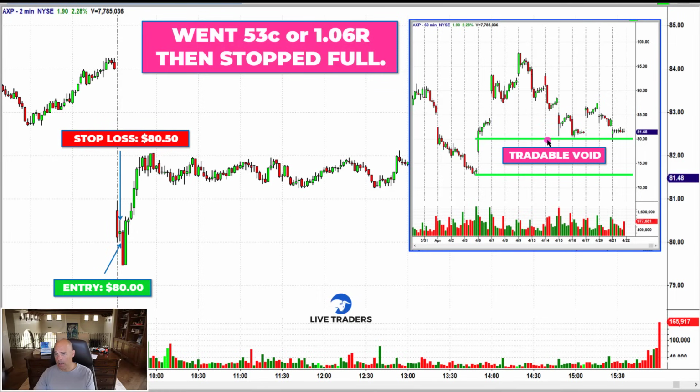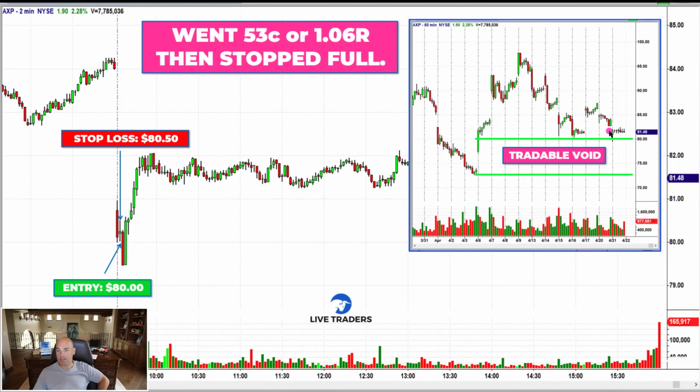Here's the 60-minute. We're breaking under support. See the support area at $80 right here, right where my cursor is? It should have had room down to like 72 or 73 bucks. There's nothing terribly wrong here. It just didn't work. And then it went sideways for the entire rest of the day.